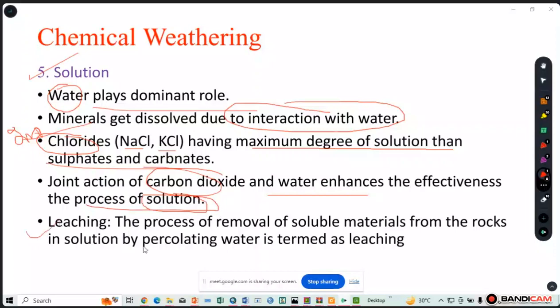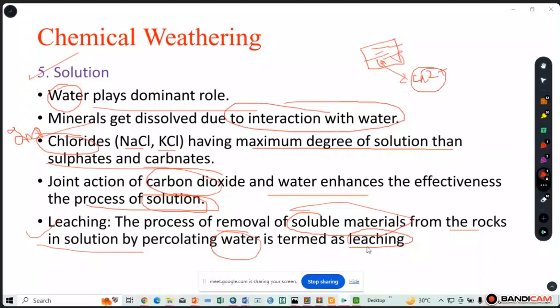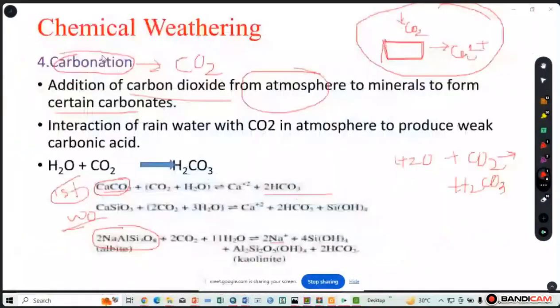In the leaching process, what happens? The process of removal of the soluble material from the rock in solution by percolating water is known as the leaching process. Suppose this is a rock. When these rocks come in contact with water, what happens? Suppose the rock contains calcium ions. The calcium ions get released from that rock. This process is known as the leaching process. Leaching is nothing but the removal of ions due to the interaction of water. The solution process is like the carbonation process. This process and the solution process are the same.